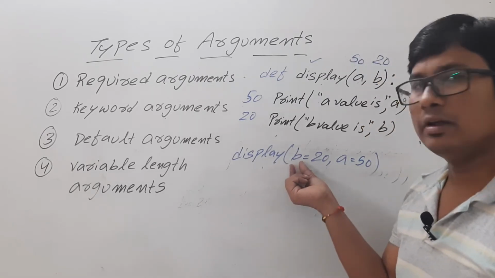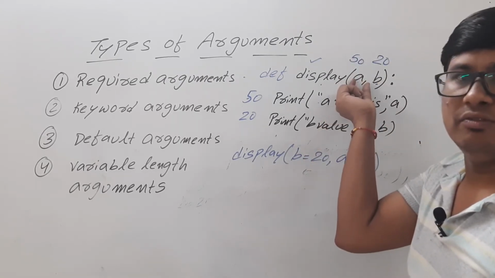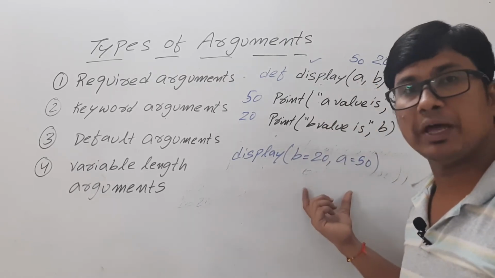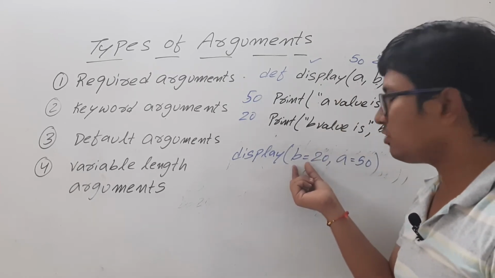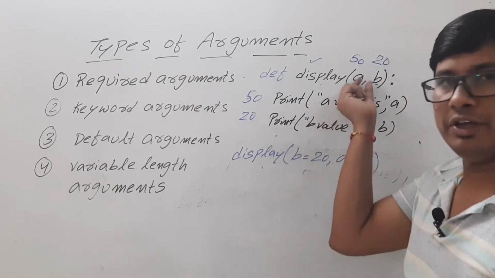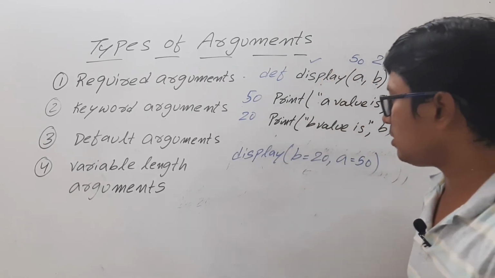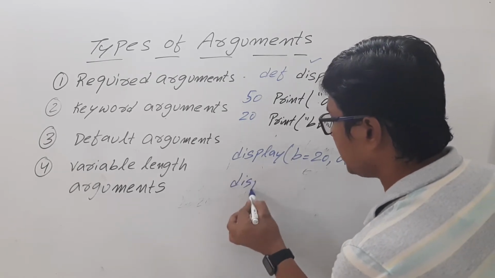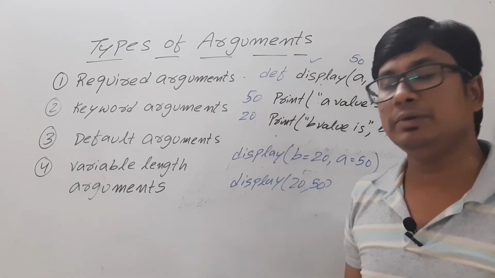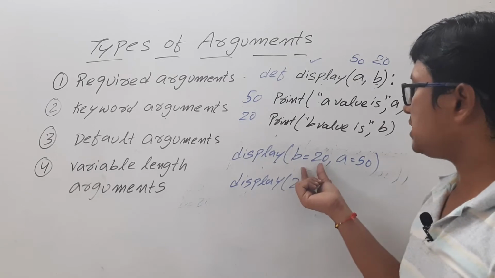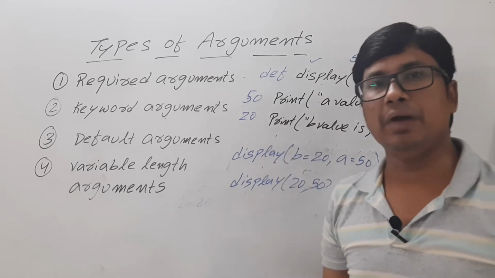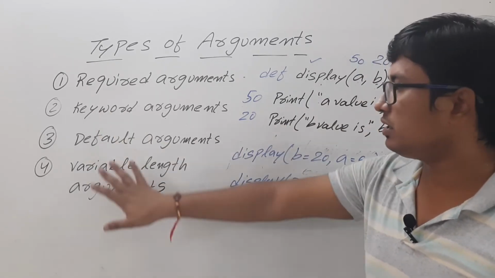So it will search for the B argument in the function definition, because these are the actual parameters and these are the formal parameters. So it will map the actual parameter with the formal parameter variable names. Is it clear? But when it comes to required arguments, if I pass 20 comma 50, then the A value will be 20 and the B value will be 50. But when you pass keyword arguments, the actual parameters and formal parameters will be mapped by name. Now let me discuss the default arguments.